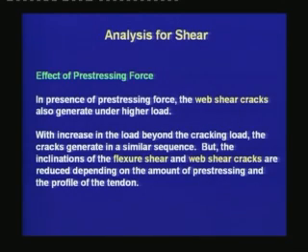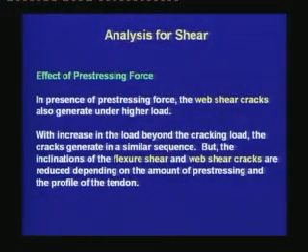In presence of prestressing force, the web shear cracks also generate under higher load. Thus, what we observe is whenever there is a prestressing force, the flexural cracks and the web shear cracks, both of them occur at a higher load.